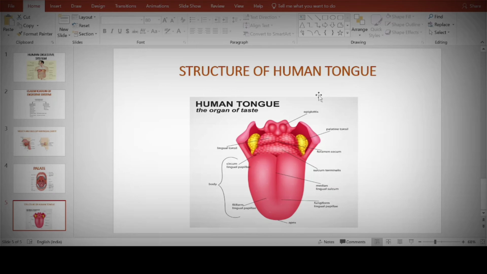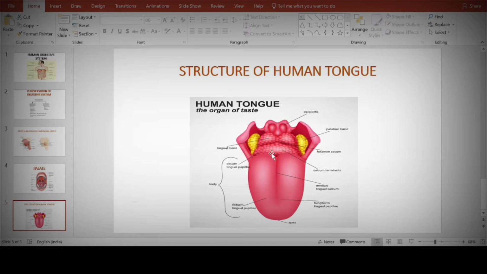you can see several forms of papillae. There are several forms of papillae, and as you can see in the dorsal part of the tongue, there are two unequal parts. One you can see is a V shaped structure called the sulcus terminalis. Okay, there's a V shape. This structure is nothing but the sulcus terminalis.